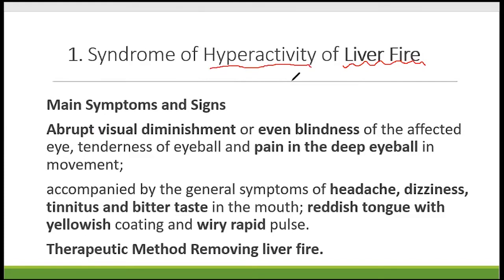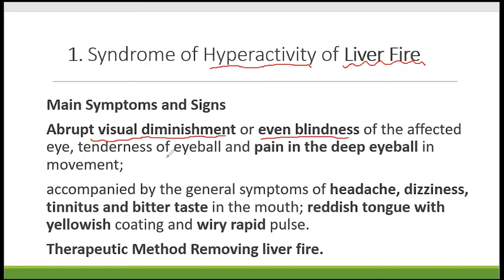Hyperactive. So that's still possible, coming from people who always have emotions, liver qi stagnation, then turning to heat, and the heat rising up may then cause the vicious problem. So vision decreased, even bloodless. We say these illnesses usually affect both eyes.